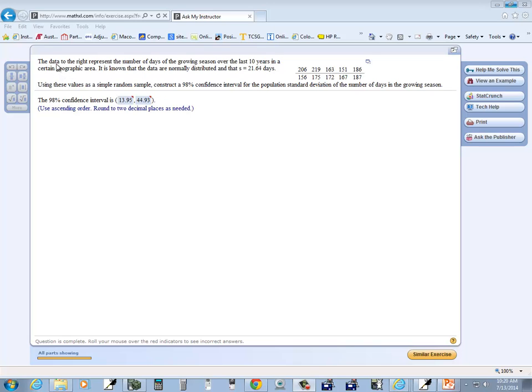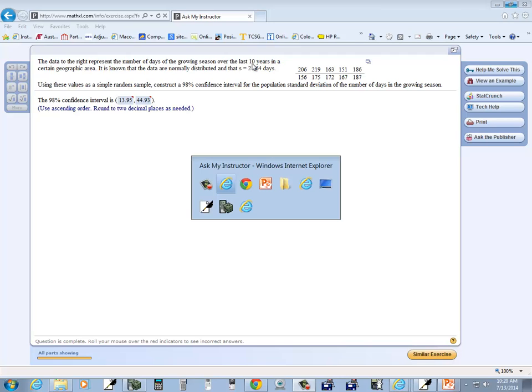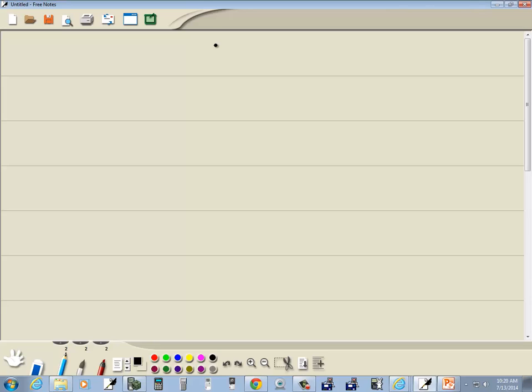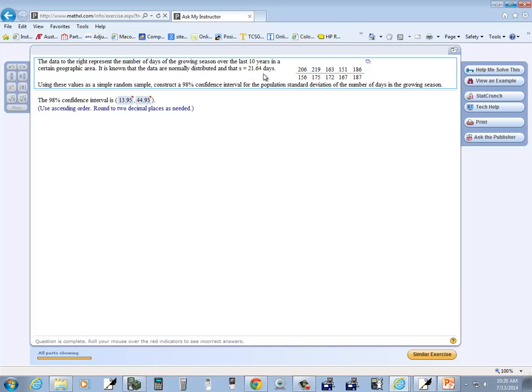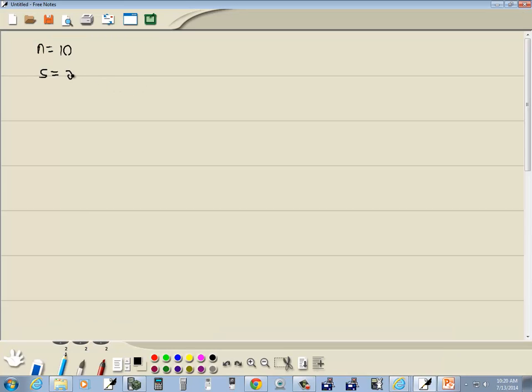Let's take a look at this problem. The data to the right represent the number of days of the growing season over the last 10 years in a certain geographic area. It is known that the data is normally distributed and that S is equal to 21.64. So it looks like there's 10, which corresponds to what they said with 10 years. So that means N is 10. And they've already calculated S for us, the sample standard deviation, and that's 21.64.